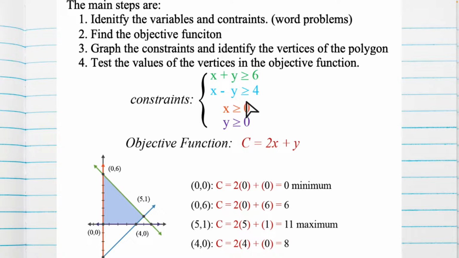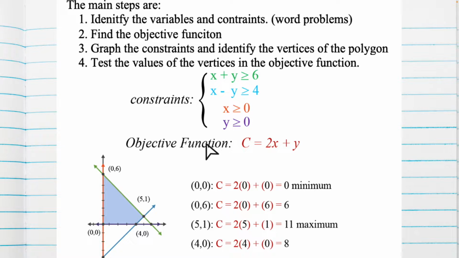And then the next thing is to find the objective function. So that's the actual equation that they give you. And in a word problem, you may have to write this equation. But for the first one or two, I believe they're going to give us the equation. So this is the objective function.